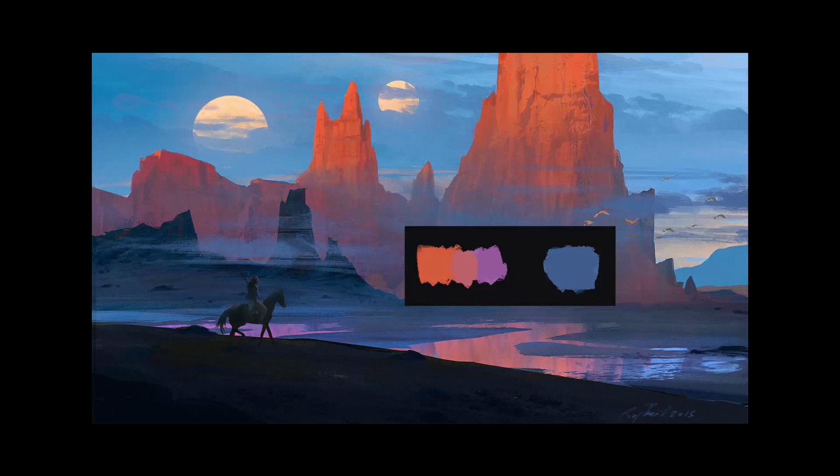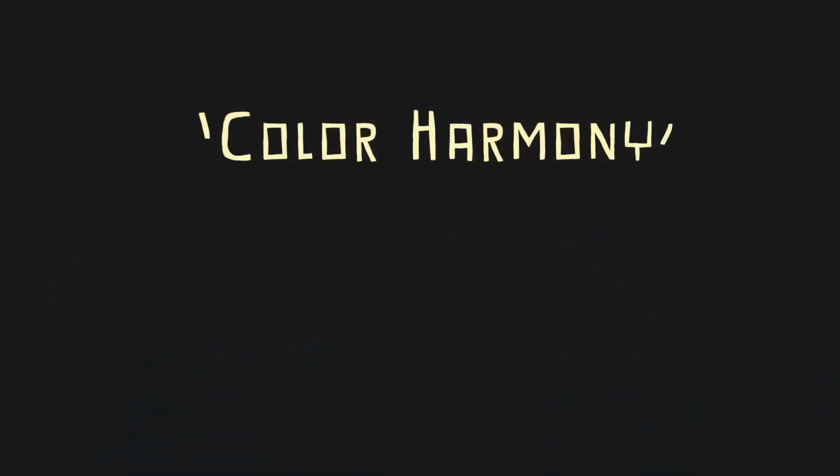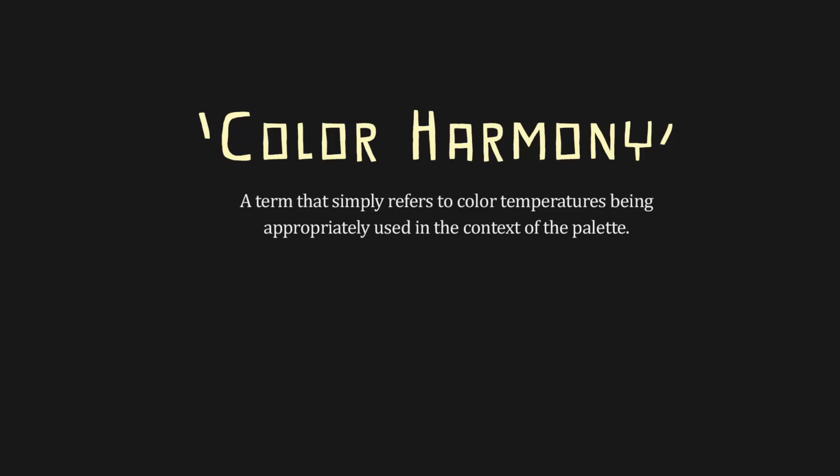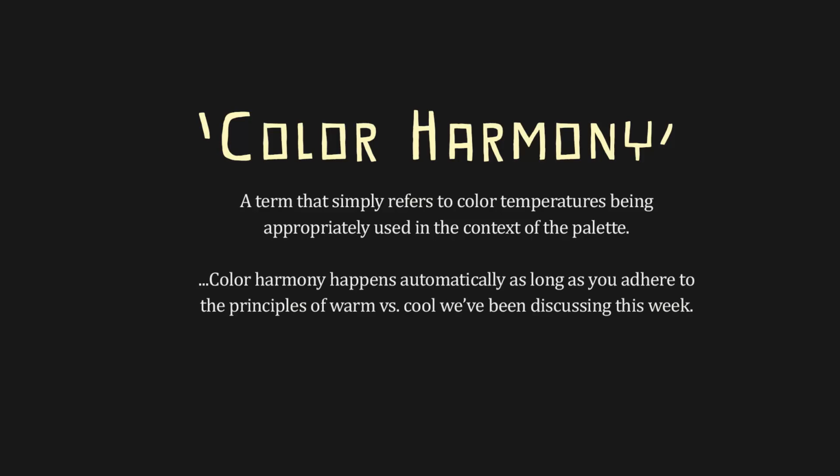So that play between heavily saturated warm orange and different varieties of that cool blue create a very nice color harmony. And color harmony might be a bit of a scary term, so let's define it. It's actually very simple. Color harmony is a term that simply refers to color temperatures being appropriately used in the context of the palette. And color harmony actually happens automatically as long as you adhere to the principles of warm versus cool we've been discussing this week.